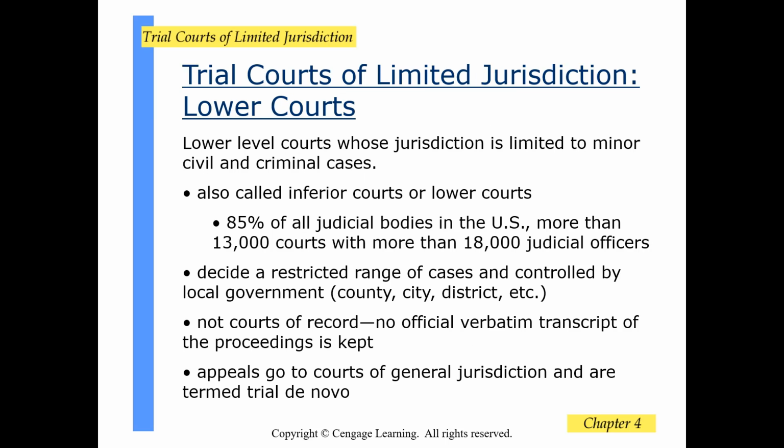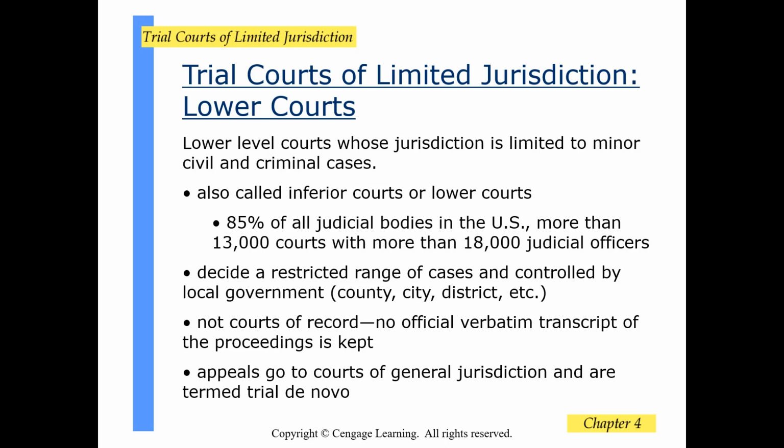Trial courts of limited jurisdiction, or lower courts, are those where jurisdiction is limited to minor civil and criminal cases. They're also called inferior courts or lower courts. So 85% of all judicial bodies in the United States, or more than 13,000 courts with more than 18,000 judicial officers, are considered lower or inferior courts. Those courts decide a restricted range of cases and are controlled by local governments.